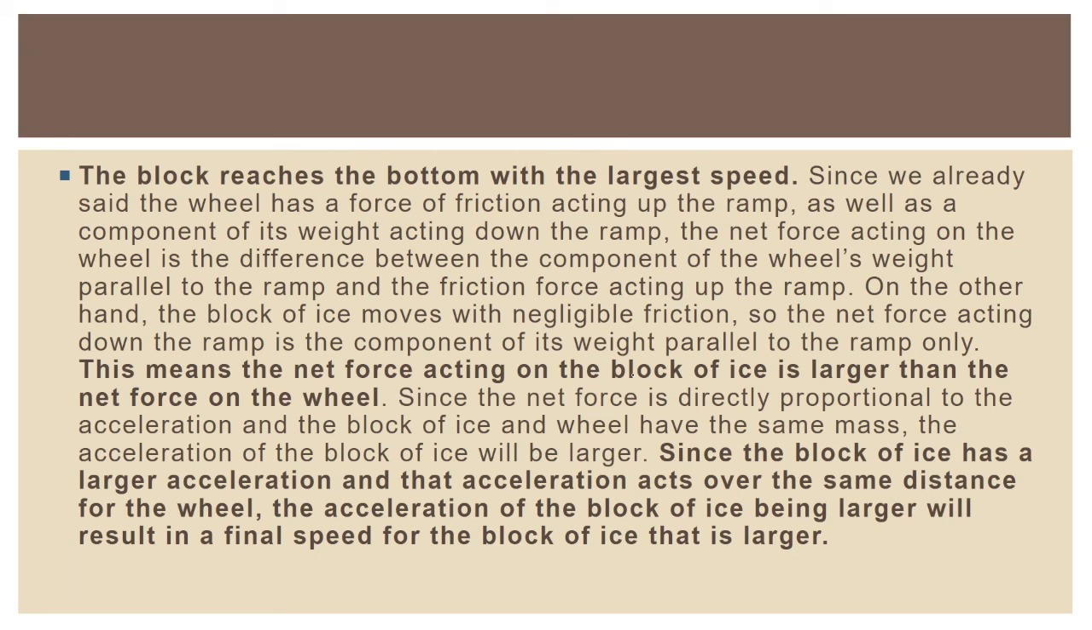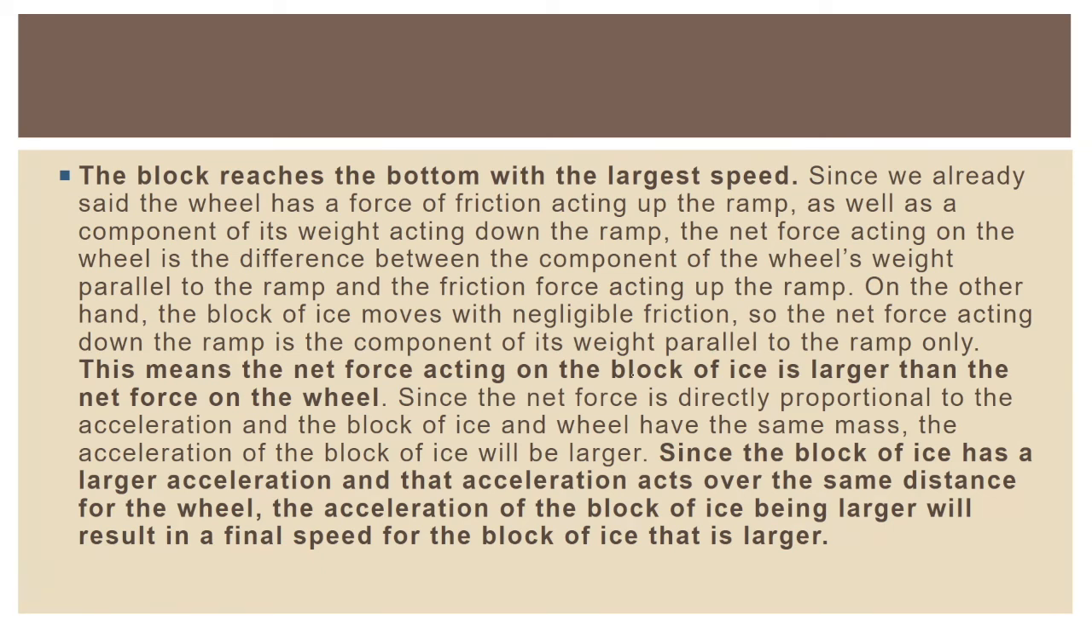On the other hand, the block of ice moves with negligible friction. So the net force acting down the ramp is the component of its weight parallel to the ramp only. What does that mean? This means the net force acting on the block of ice is larger than the net force on the wheel. Since the net force is directly proportional to the acceleration, and the block of ice and wheel have the same mass, the acceleration of the block of ice will be larger.